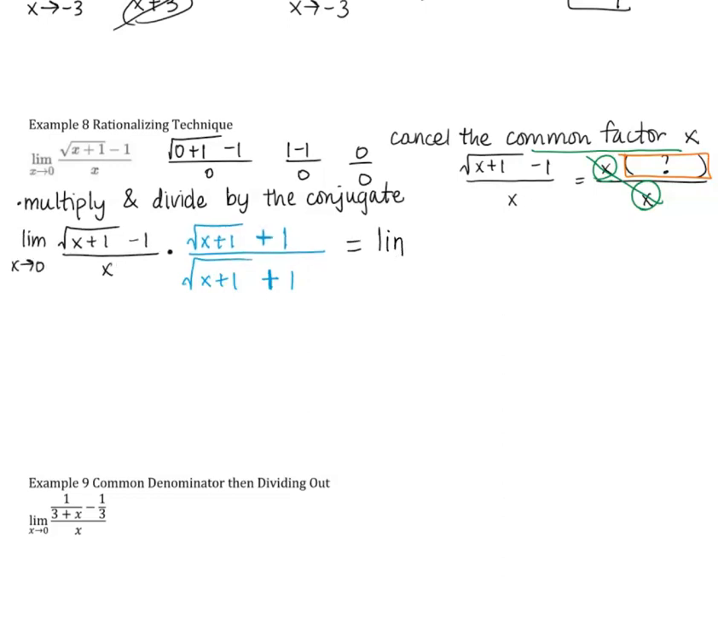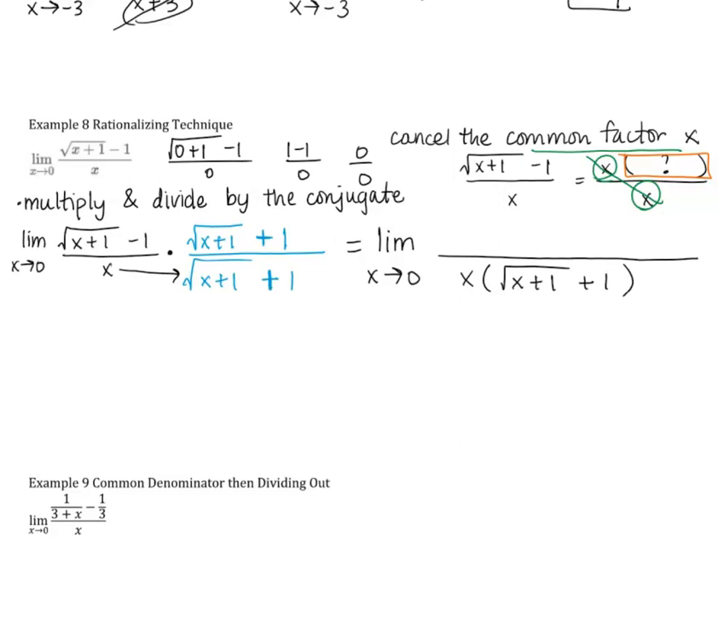So we have the limit as x approaches 0. I am not going to do anything at all in the denominator. The denominator is x times the square root of x plus 1 plus 1. I'm not going to distribute that in. I'm just multiplying straight across the bottom. I'm going to leave that as it is.